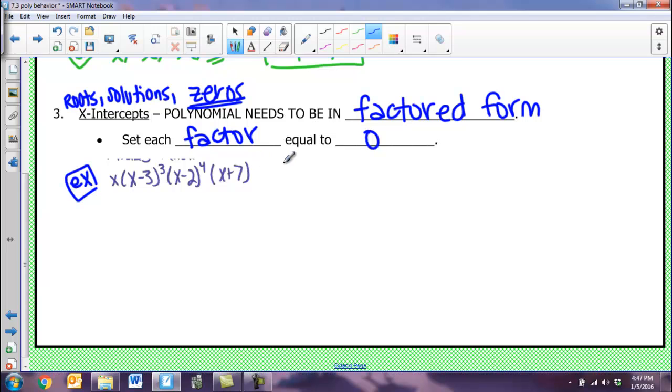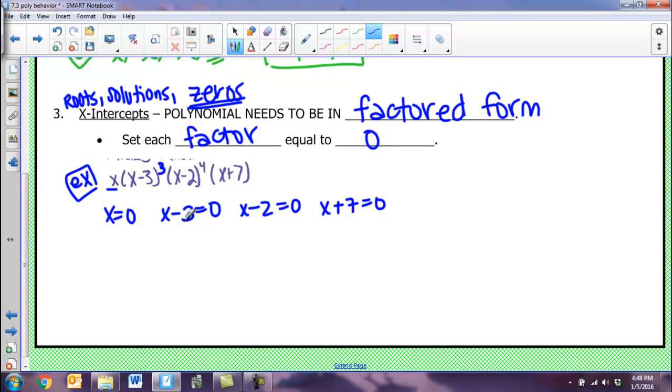This one's already factored for me, really nice, and we just take each part of it and set it equal to 0. So this is a factor, so we'd set x equal to 0. We'd set x minus 3 equal to 0, x minus 2 equal to 0, and x plus 7 equal to 0. I know that this 3 means there are 3 of those factors, but if I set that equal to 0, it's going to give me the same answer every time. So we don't have to do this 12 times. We just have to do it however many factors it has.